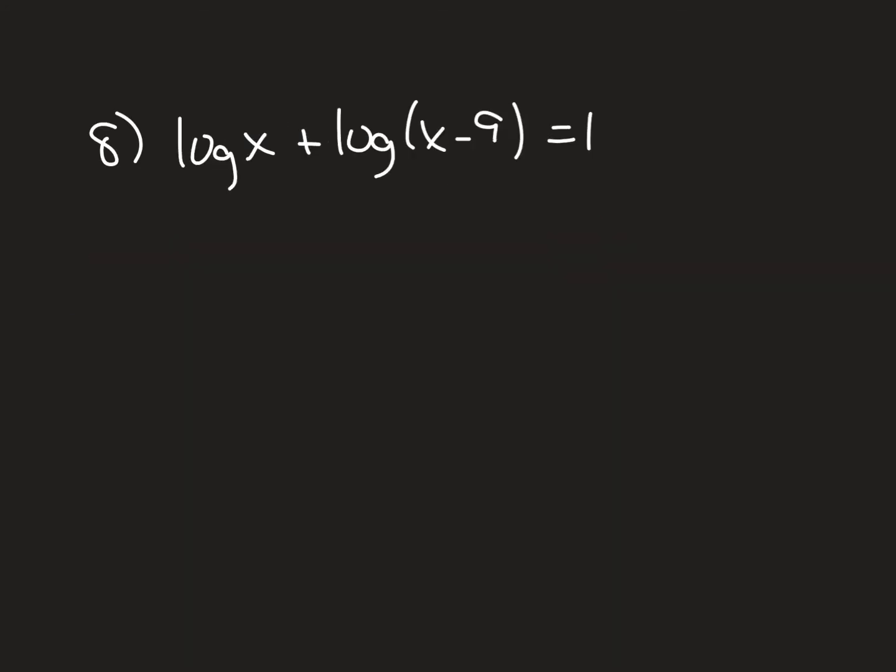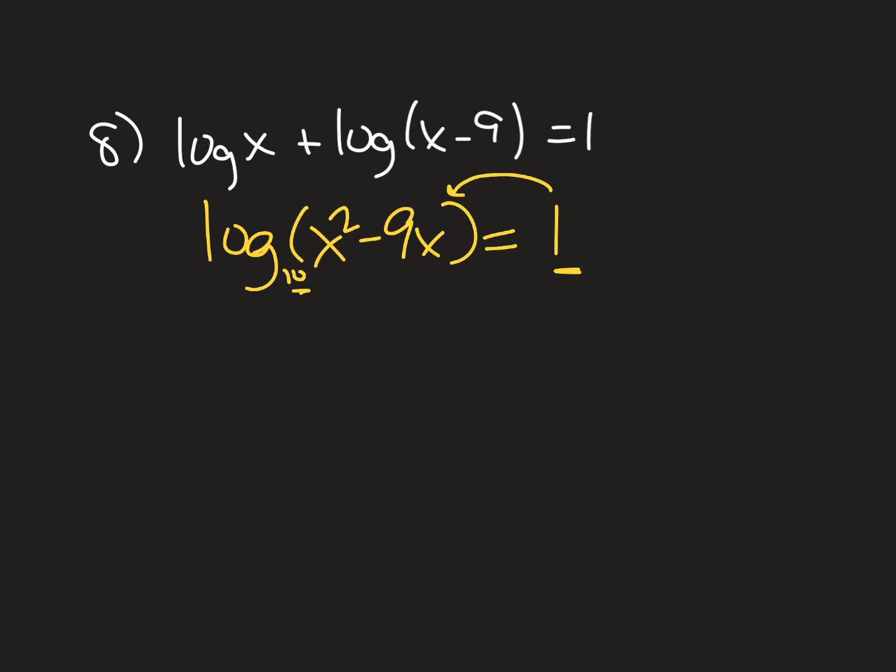Next one, number 8. 2 logs added together equals 1. Remember, when you add logs, you really multiply them. So I'm going to say x squared minus 9x. I just distributed that x. It equals 1. Now, because there's no base written here, it's base 10. So I'm going to do 10 to the first power equals x squared minus 9x.